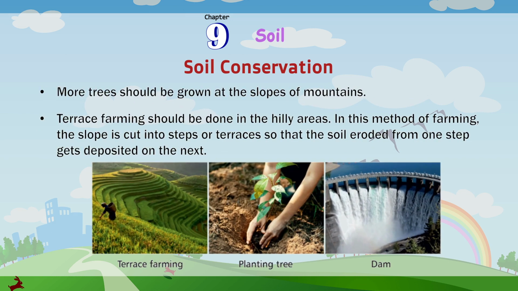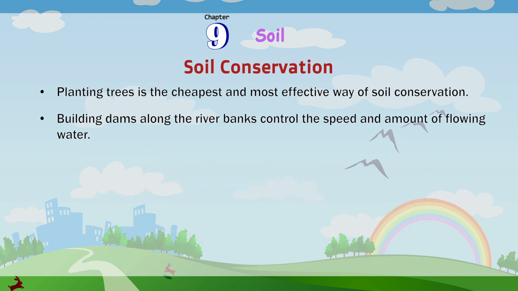More trees should be grown at the slopes of mountains. Terrace farming should be done in hilly areas. In this method of farming, the slope is cut into steps or terraces so that the soil eroded from one step gets deposited on the next. Terrace farming. Planting tree. Dam. Planting trees is the cheapest and most effective way of soil conservation. Building dams along the riverbanks controls the speed and amount of flowing water.